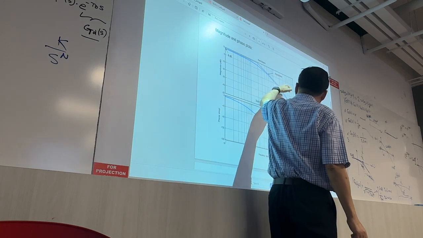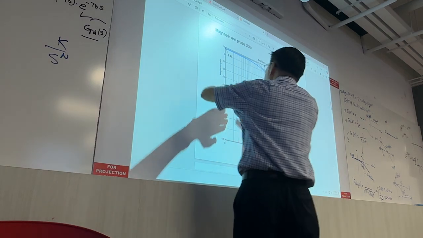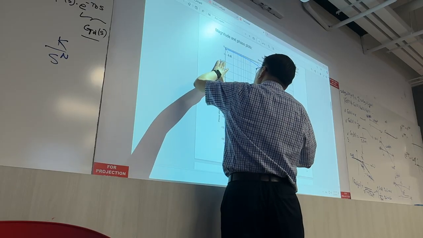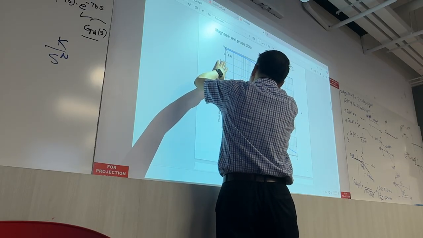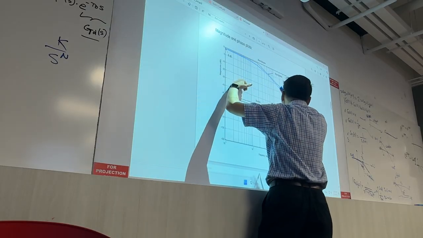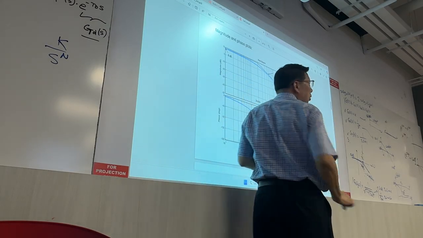And then do the same thing, and then you use minus 40 dB per decade. This is minus 20, this is minus 40. So you draw a line here, this is minus 40, and then shift in parallel. And you can get this line.